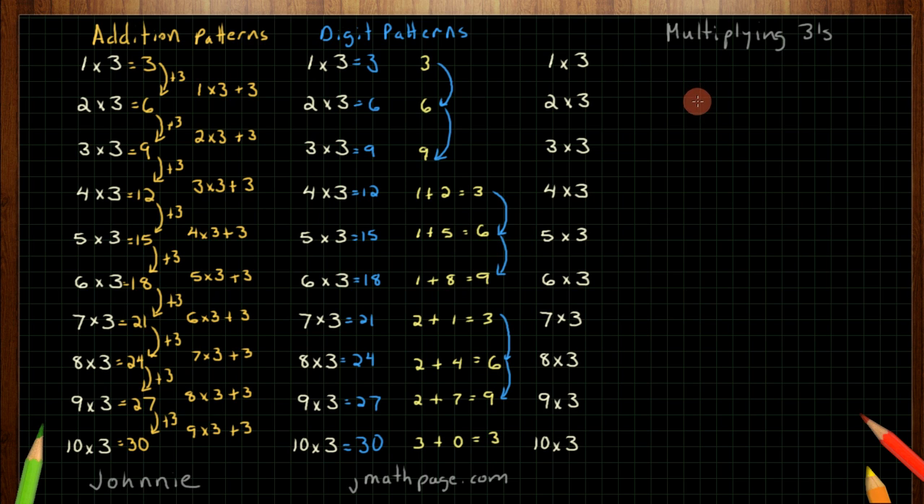Let's go to the next one. And this one, let's think about this one as, we'll just call it being smart, okay? And I don't have a better name for it, but this is about being smart with multiplication, all right?